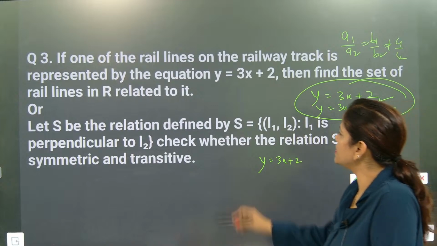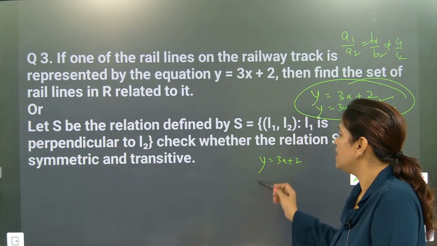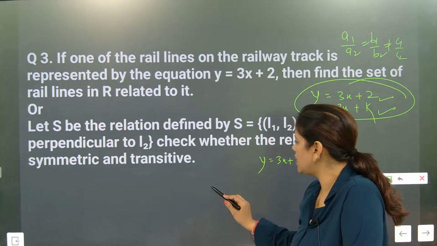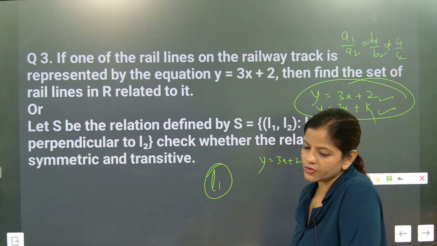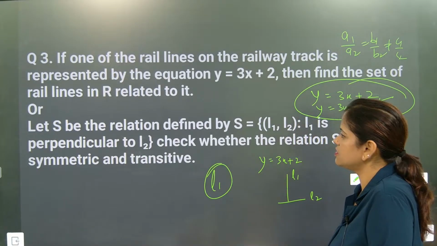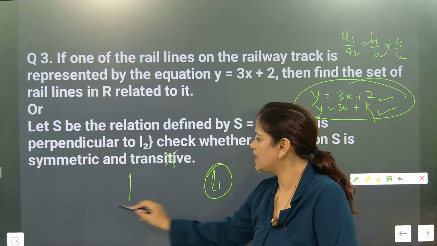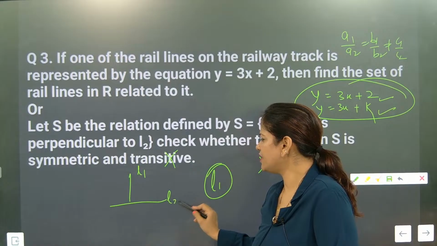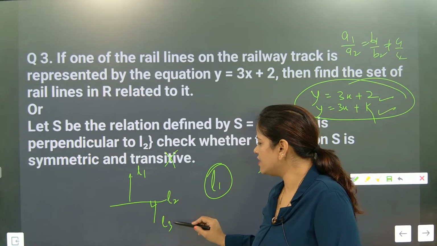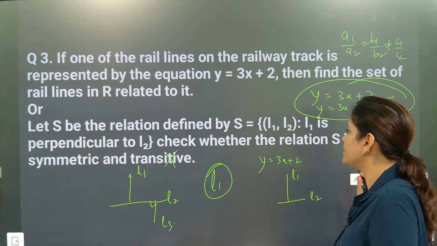Understood. Now the relation S is defined as perpendicular. Check whether the relation is symmetric or transitive. It is not going to be reflexive first, because line L1 cannot be perpendicular to itself. But yes, it will be symmetric. Is it transitive? No, it is not going to be transitive. You check, L1 is perpendicular to L2, L2 is perpendicular to L3, but L1 and L3 are parallel. L1 and L3 are parallel, so it is not possible. So definitely it is not going to be transitive.